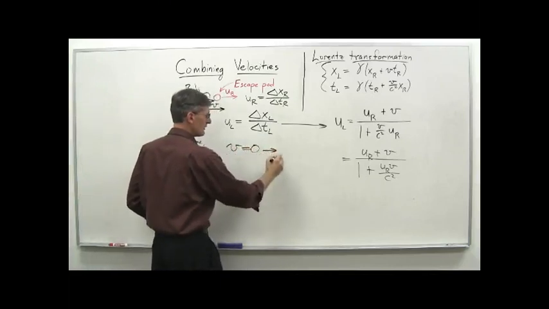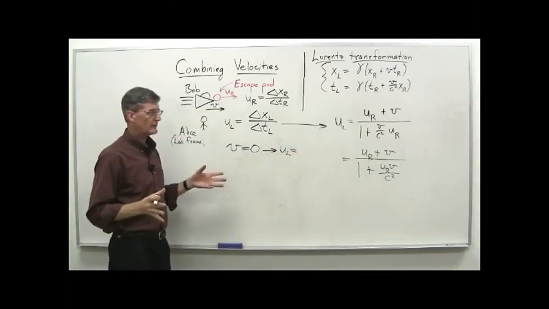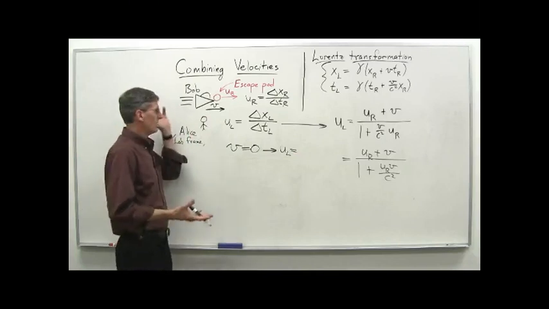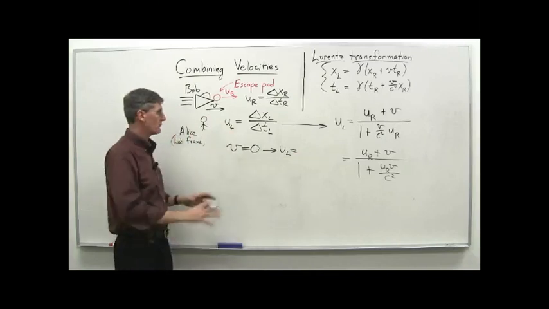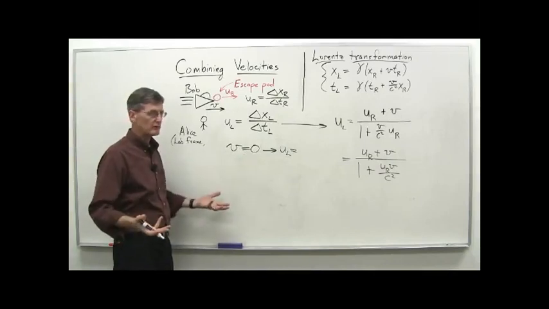Okay, if v is 0, then think about what's happening here. That means Bob and Alice really are standing next to each other. Bob shoots off the escape pod. In other words, Bob is not moving with respect to Alice. They're side by side, stationary with respect to each other.